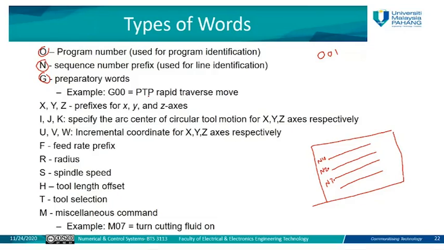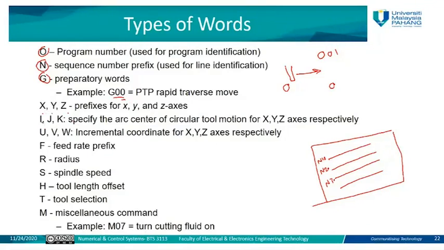For example, G00 here is used for point-to-point rapid traverse move. That means if I want the spindle to move from point number 1 to point number 2 at a specific speed, I just give the command G00. Okay, and then after the command G00, I need to define the coordinates for X, Y and Z.